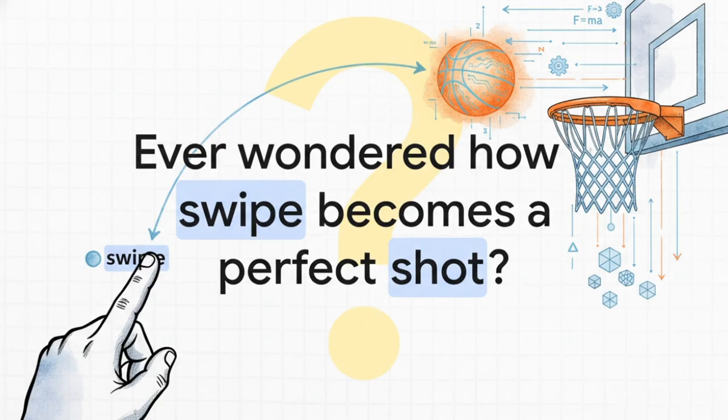Yeah, we've all been there, right? Mindlessly flicking a virtual basketball, trying to get that high score. But have you ever actually stopped and wondered what's happening under the hood? How does the game turn that simple touch into a realistic physics-driven throw? Well, that's exactly what we're going to unpack right now.